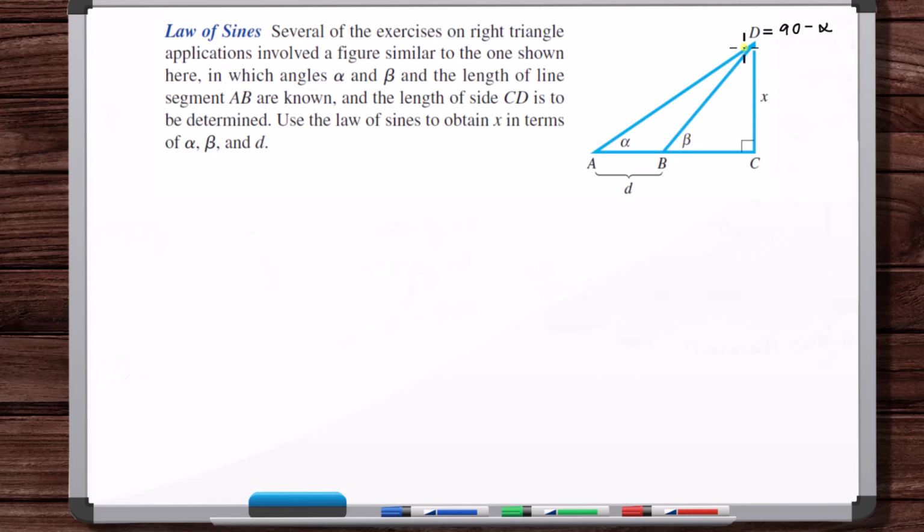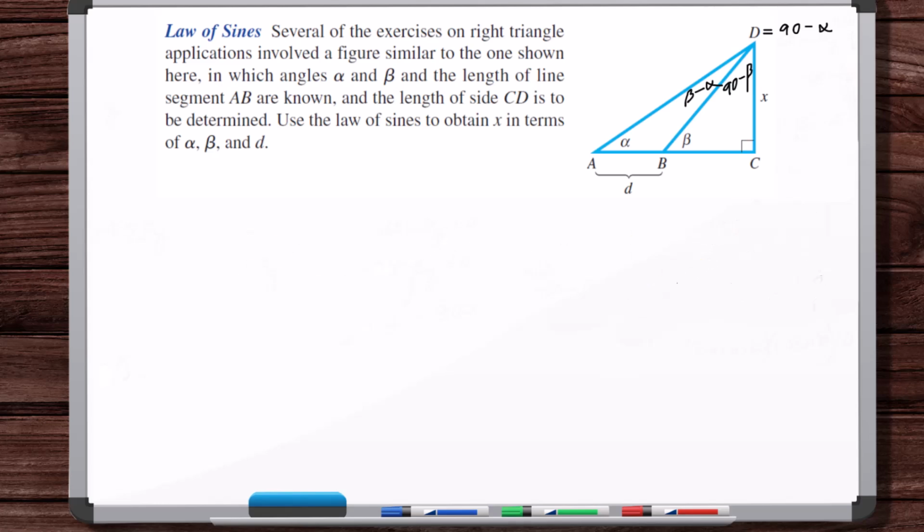We can do the same idea with this right triangle. We can see that this is 90 minus beta. Now, if D is 90 minus alpha, and this is 90 minus beta, then if you did 90 minus alpha minus (90 minus beta), you'll get this angle. Let's see if that gives us anything. 90 minus alpha minus 90 plus beta. That's beta minus alpha. So this is beta minus alpha.